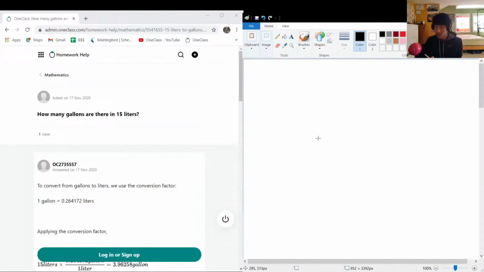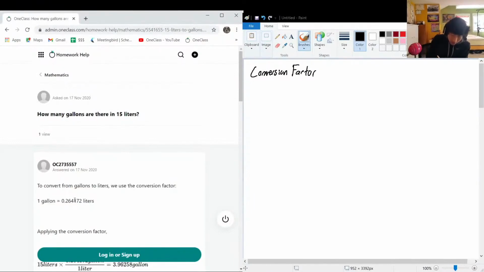Okay, so the next question that we have on the menu today is asking us, how do we convert 15 liters into gallons? Or how many gallons are there in 15 liters? First thing that we need to know before we handle a question like this is the conversion factor. Thankfully, we have it right here in the solution that we have so far.